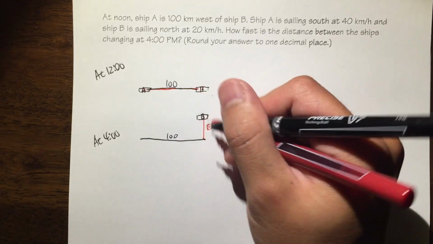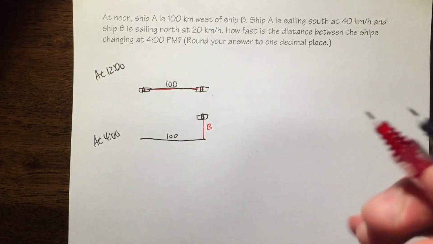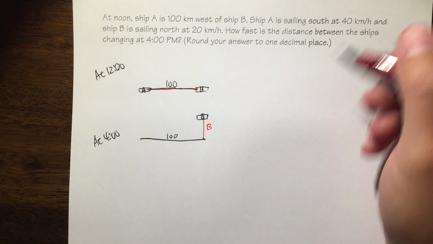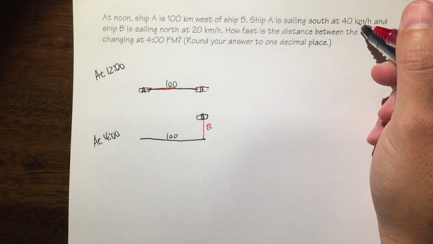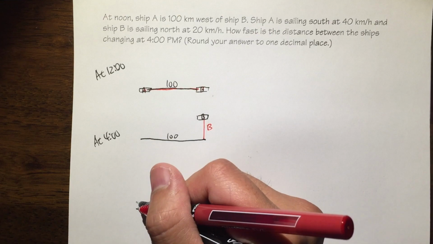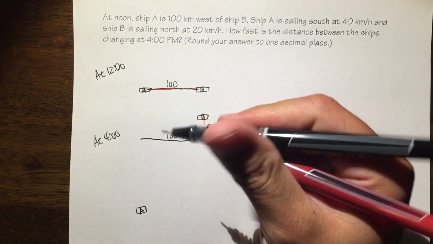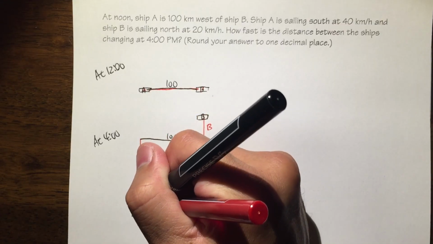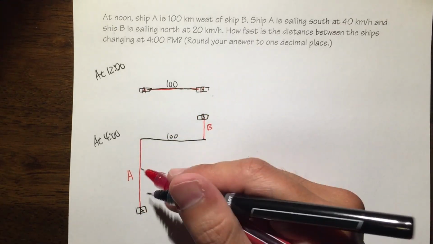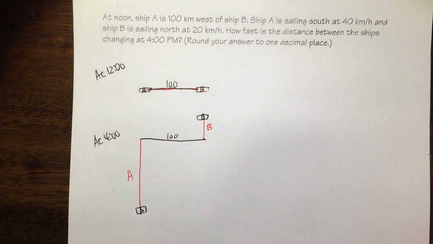I'll just put B for the distance that ship B has traveled so far. Similarly, A, because it was going faster, will be more down here. This is A, and this is the distance that A has traveled down south, like this.